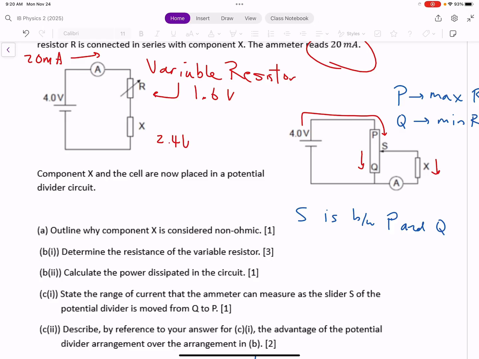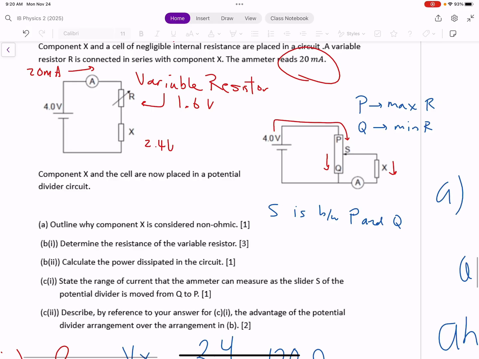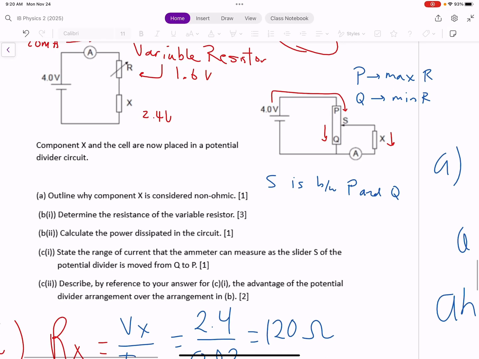But then it says component X and the cell are now placed in a potential divider circuit. Okay, so this is interesting. So here's the circuit divider. The divider is called PQS. Interesting naming here.